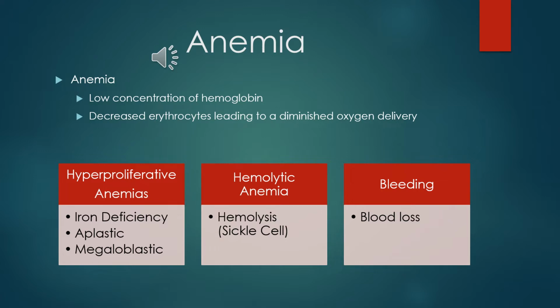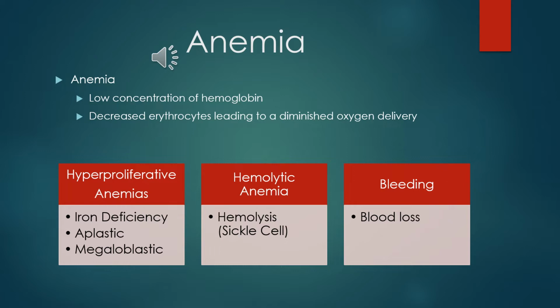Anemia is when you have a limited number of red blood cells or erythrocytes, which causes a lower hemoglobin concentration. Hemoglobin is the protein responsible for transporting oxygen in the blood. When you have limited oxygenated red blood cells circulating, you have decreased oxygen delivery to the tissues and organs. Anemia can be classified into three separate subdivisions.